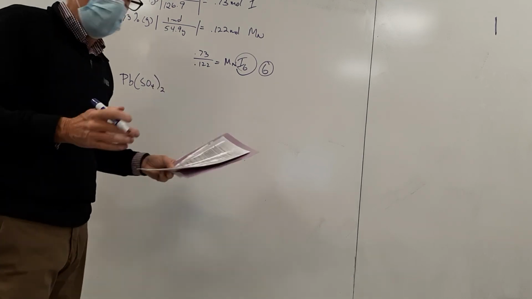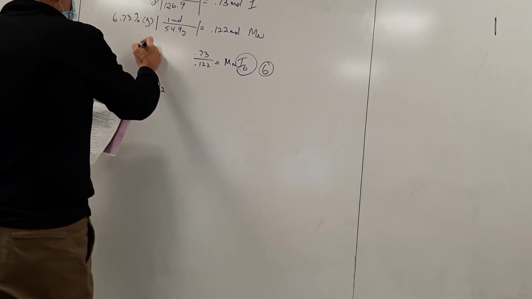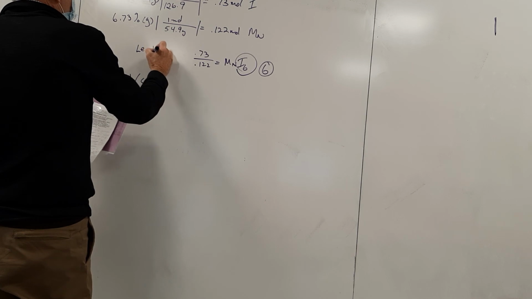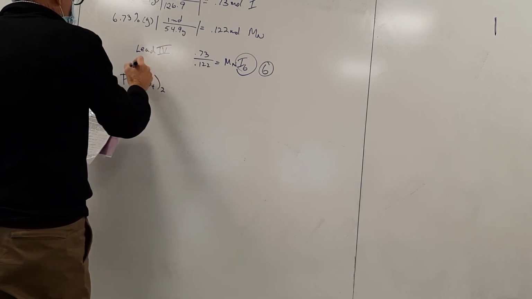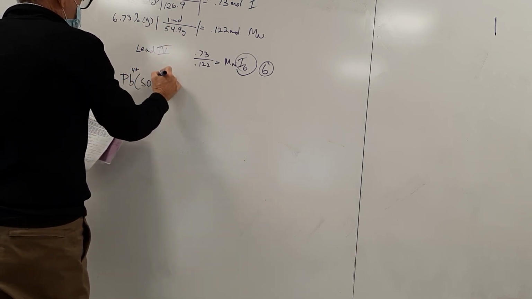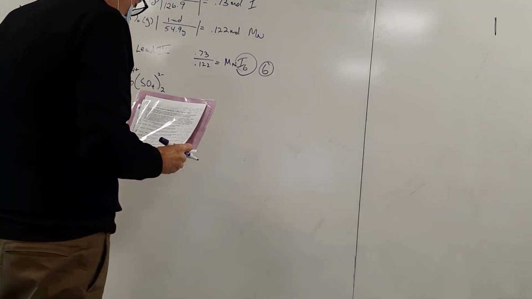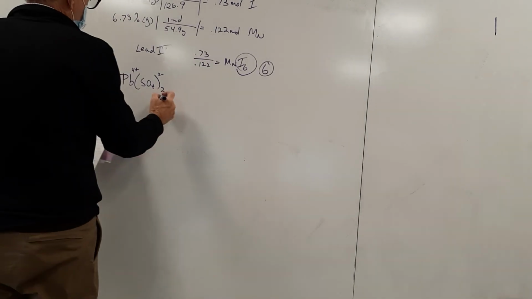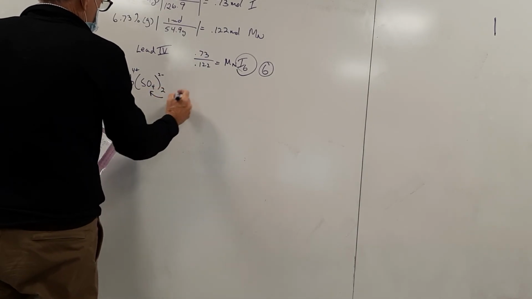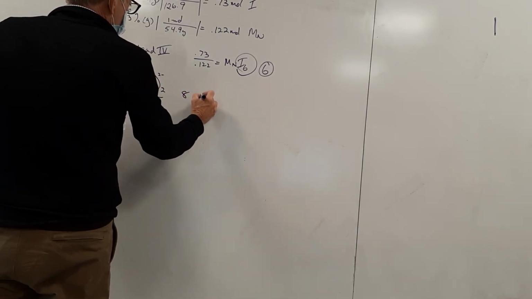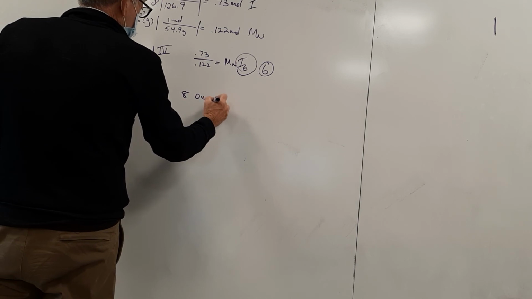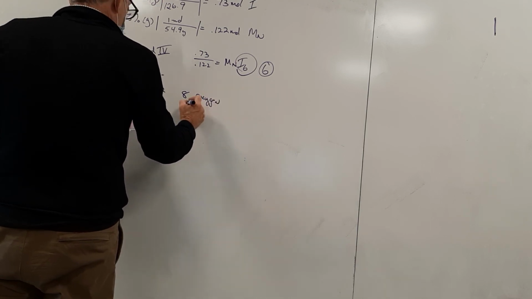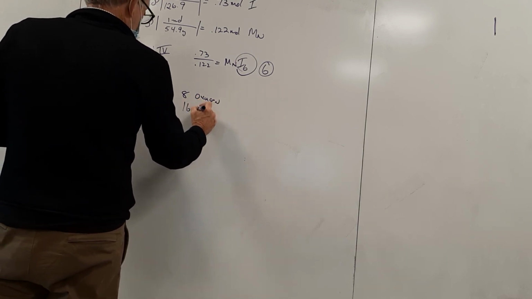Because it's lead 4. Look at the Roman numeral. Lead 4 means it has a 4 plus. SO4 is a 2 minus. From there, 2 moles, pretty simple. That's going to be 8. I got 8 oxygen in 1 mole, so I'm going to have 16 oxygens.